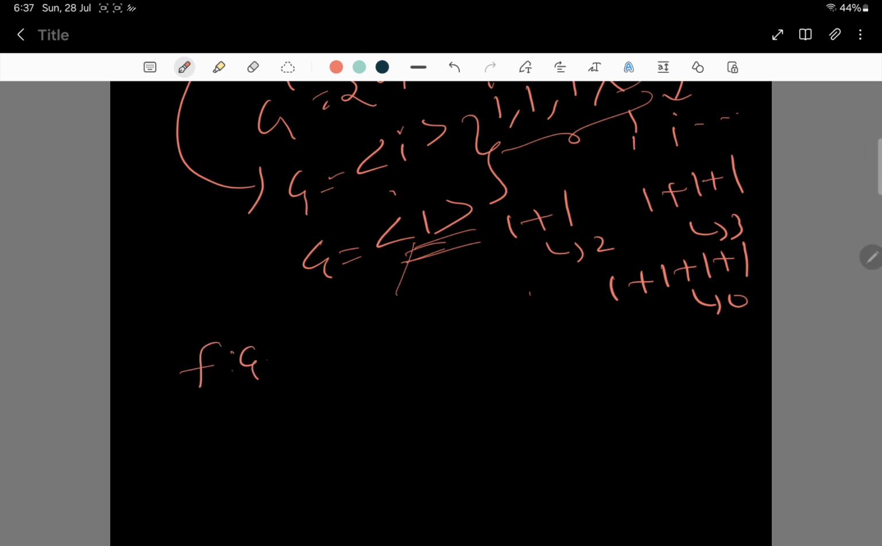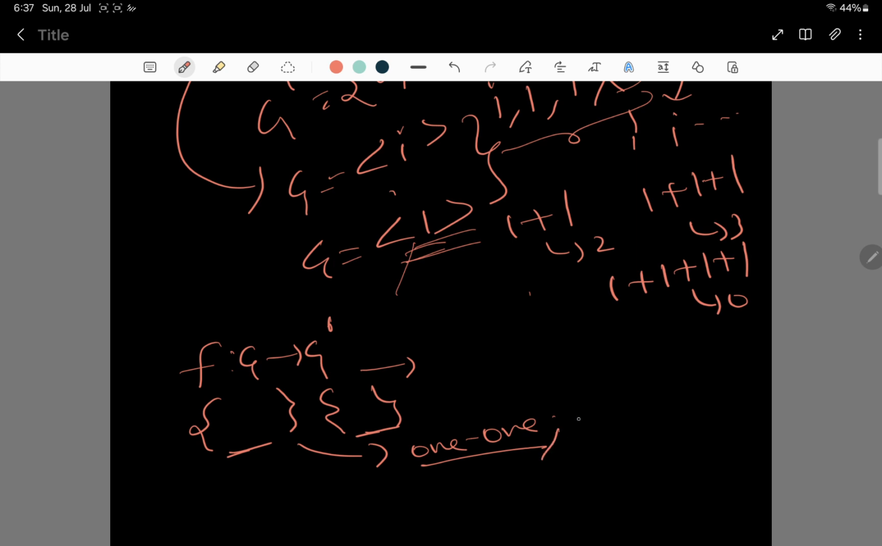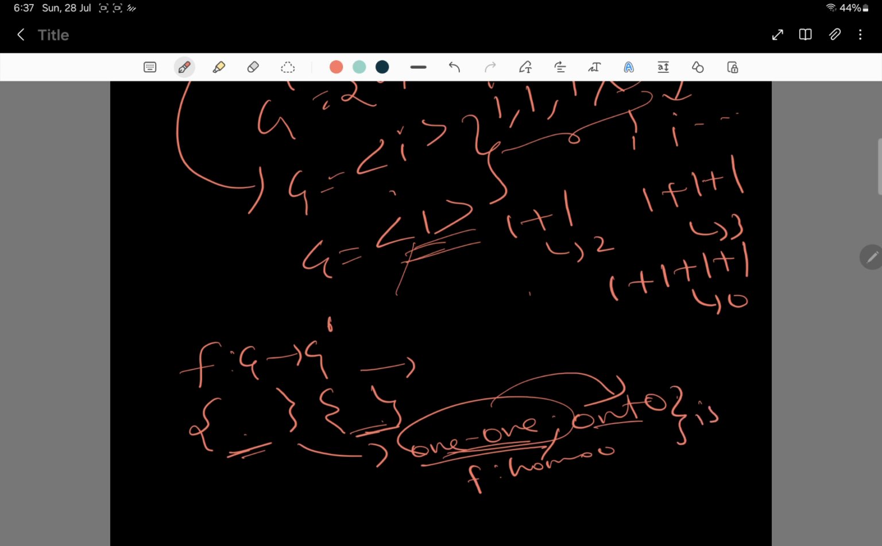So let us define a function f from G to G dash. See, the number of elements on both sides is the same. If we show that the function is one-one, then it will automatically be onto, because the number of elements is the same here and here. And the next thing we have to show is that f is a homomorphism. If f is a homomorphism, one-one and onto, then it is an isomorphism.